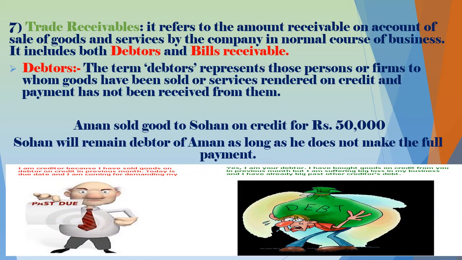Here you can see one man holding the past due. So this is Aman, let us say, and the other one with the weight of the debt, let us say this is Sohan, who has bought goods worth rupees 50,000, and he will still be under the burden of debt and remain a debtor, the person holding the debt on his back, unless he makes the full payment.